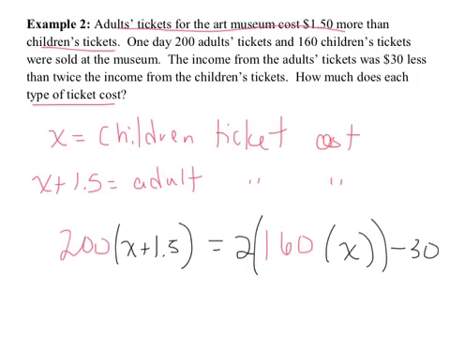Again, the income from adults' tickets, right here, equals 30 less than, minus 30, twice the income from the children's. Twice, and this is the income from the children's tickets, because 160 tickets were sold at a rate of x dollars per ticket from our given statement. At this point in time, all we have to do is solve.